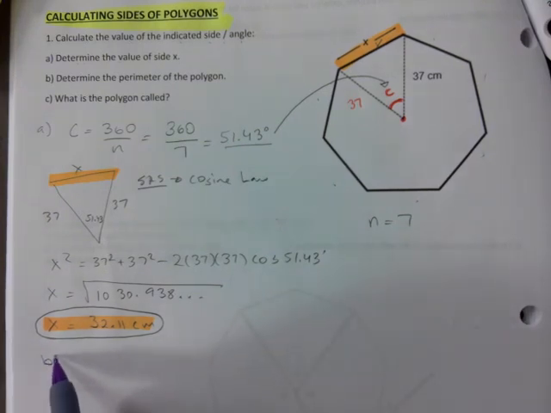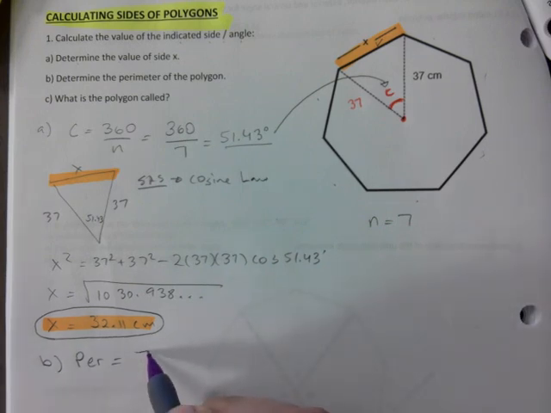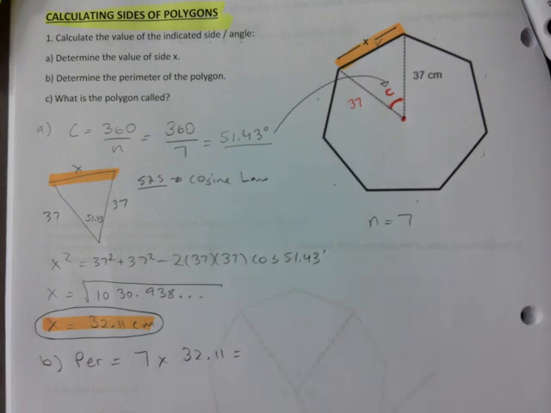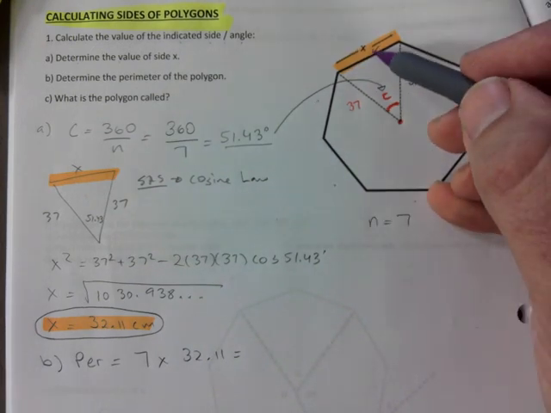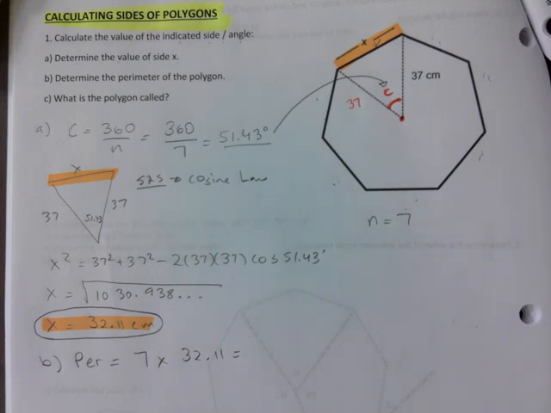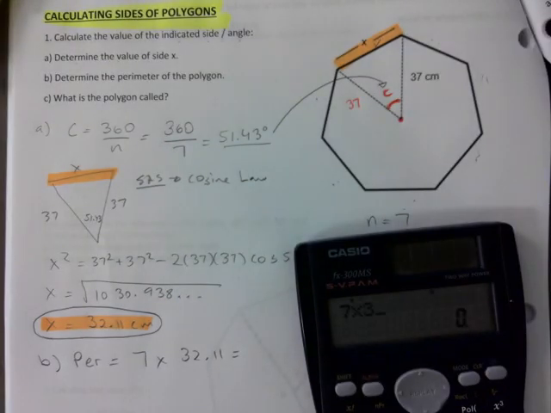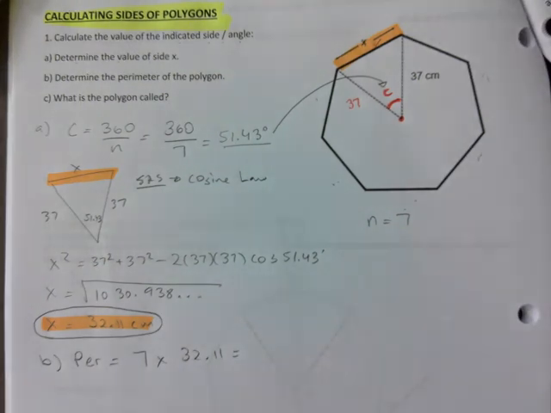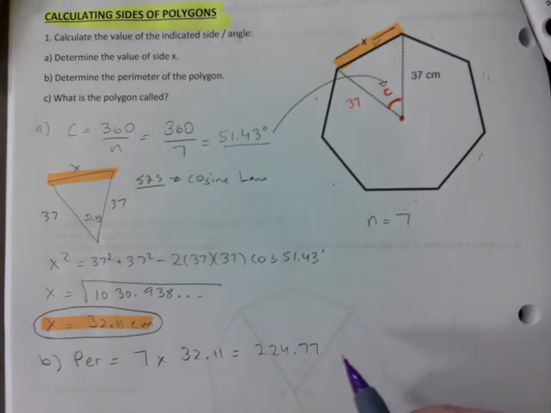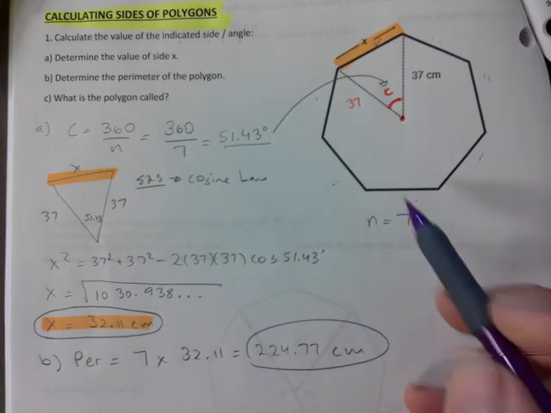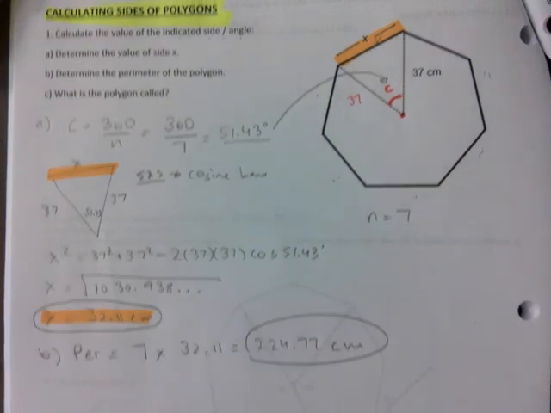Determine the perimeter of this polygon. How would you find the perimeter? Perimeter is the distance around a shape. So it'd be 7 times 32.11. And that is, no, did I get that wrong? Is it 7 sides? Or is it 8 sides? I think I miscounted. 1, 2, 3, 4, 5, 6. Okay, whew. Is my work correct so far? Yeah? Okay, we're good. Thank you. 7 times 32.11, that's 224.77. This is the perimeter. This is the distance around the shape.